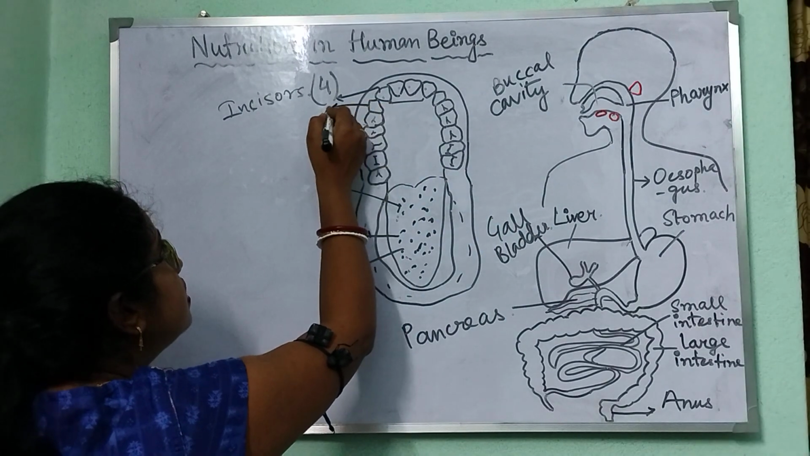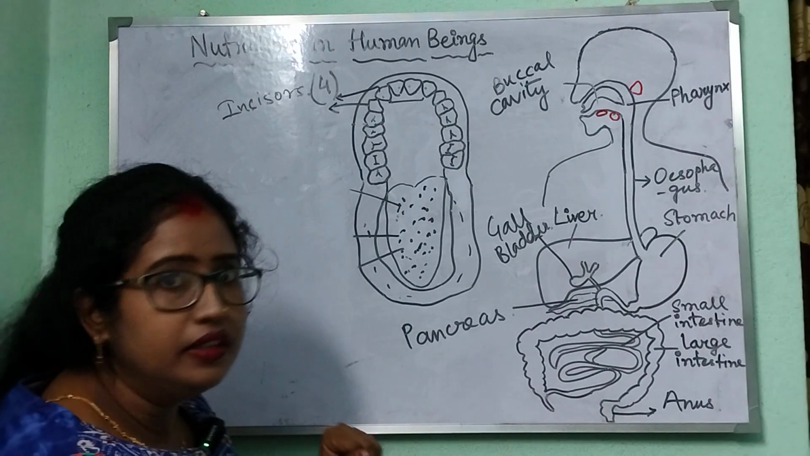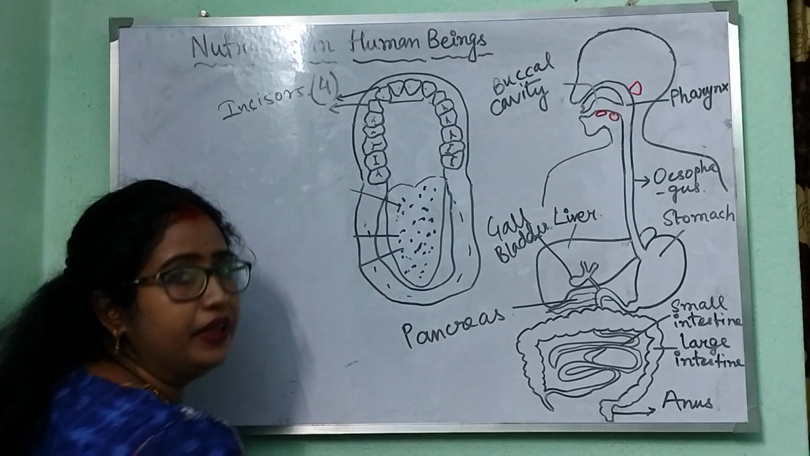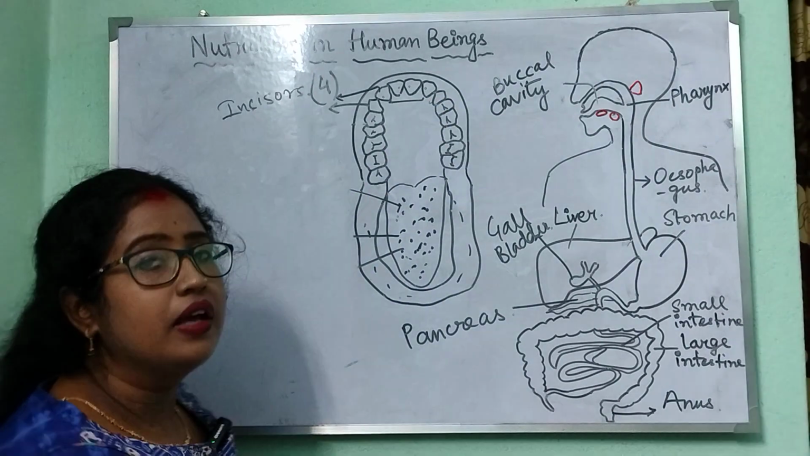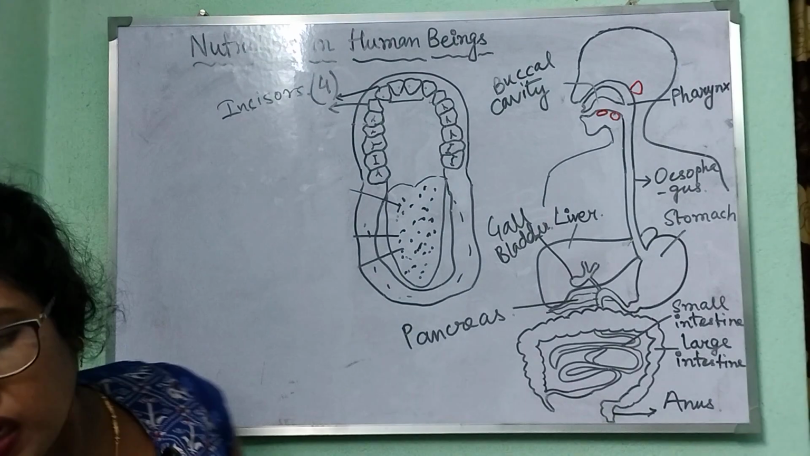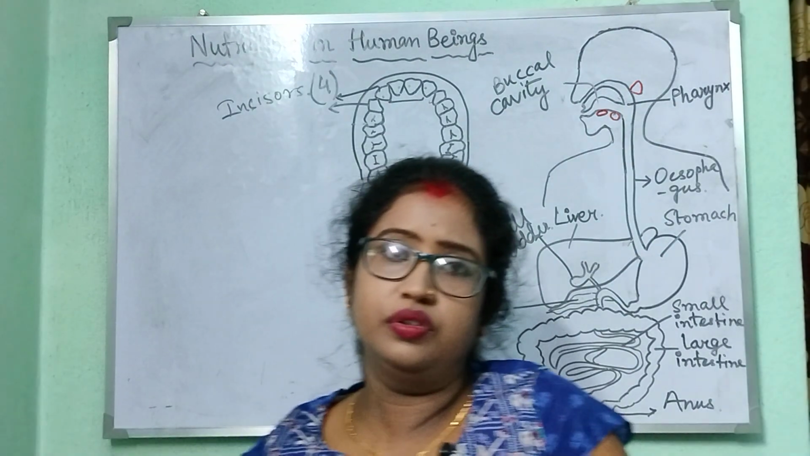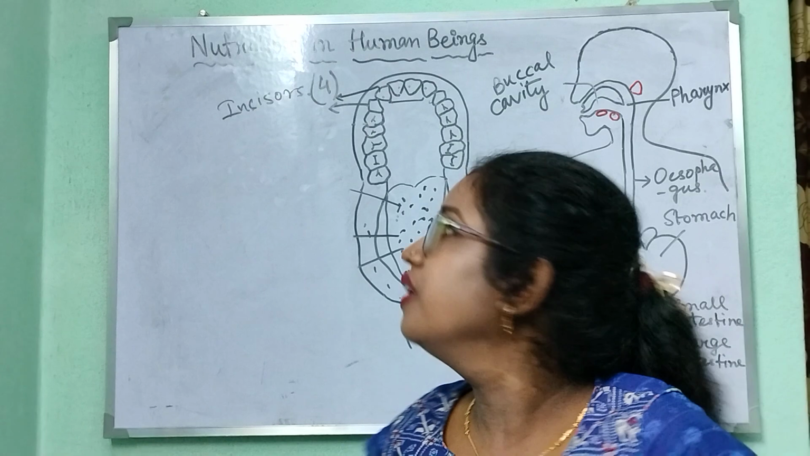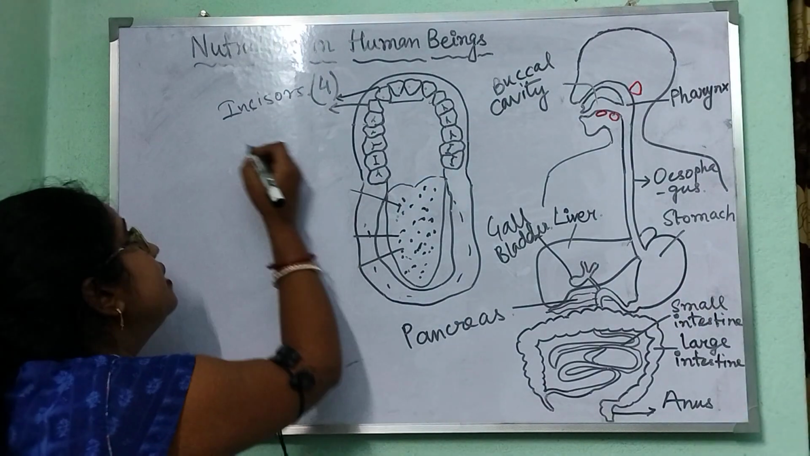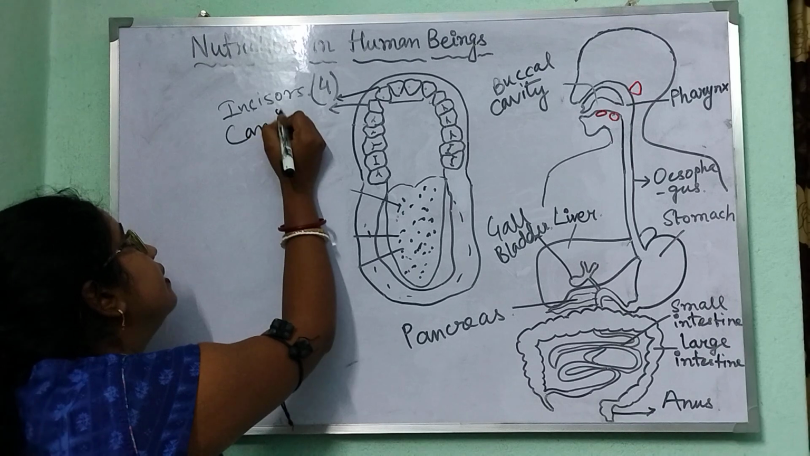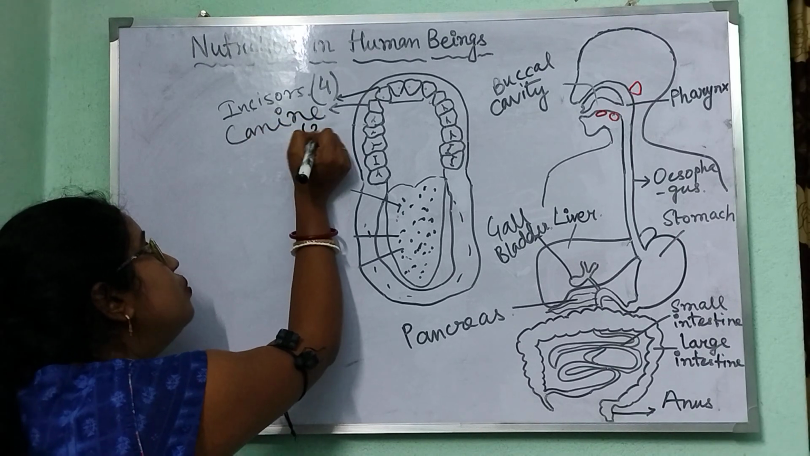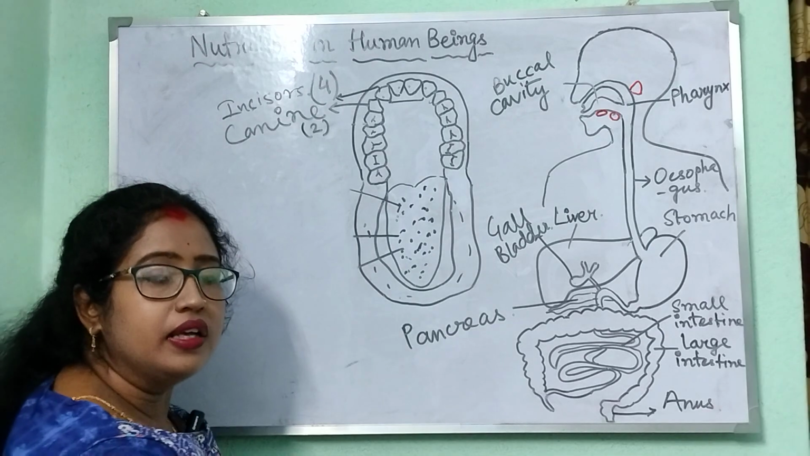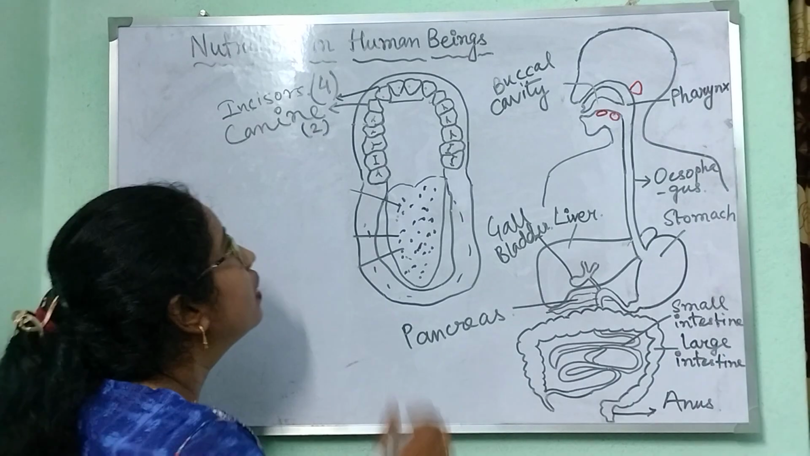Then after the incisors, we have sharp teeth on both sides. These teeth help in holding and tearing the food. This tooth is known as the canine, which is 2 in number in each jaw. So in both the jaws, it is 4 in number.